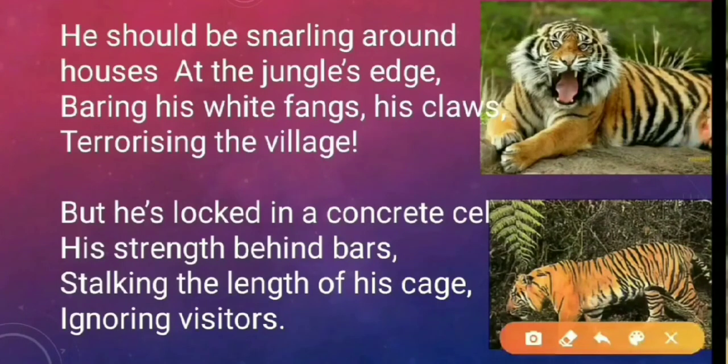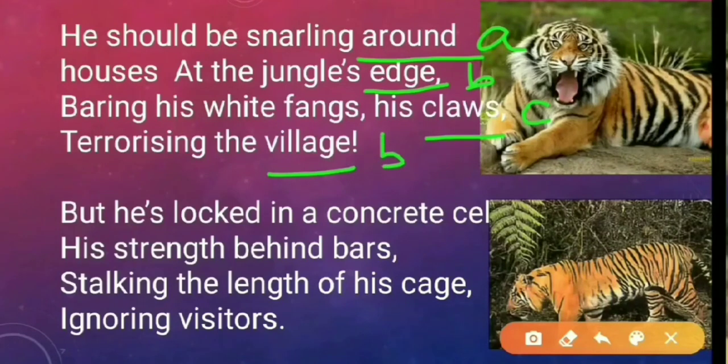Again we'll see rhyme scheme. Last word is around. Next line it is edge. Third line it is claws. And fourth line it is village. You can write first is A, B, C, B, edge and village. Rhyme scheme becomes A, B, C, B.